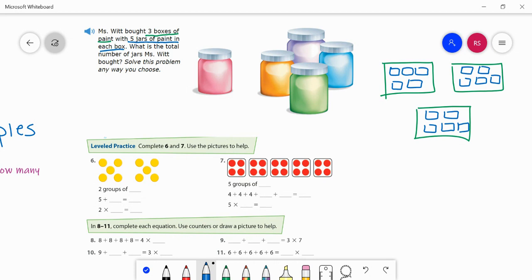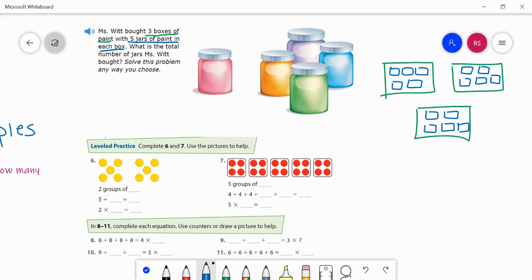We need to know the total number of jars Miss Witt bought. So I could do this in many, many ways. I want you to think to yourself, what would you do if you had this problem in front of you? Take a second and pause the video and think about, what would I do to solve this problem?